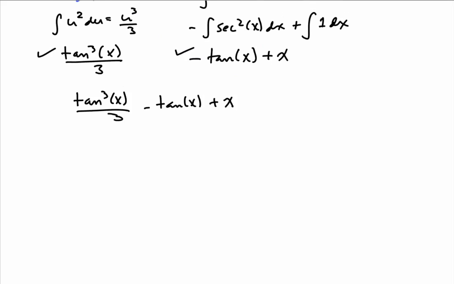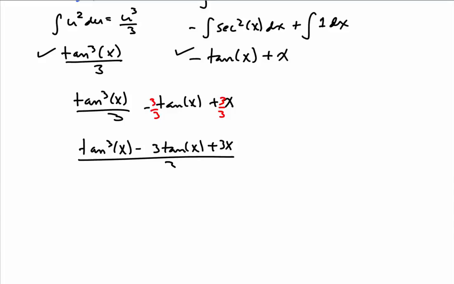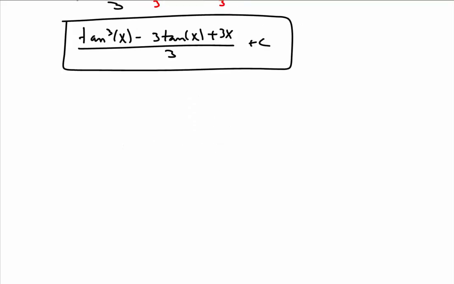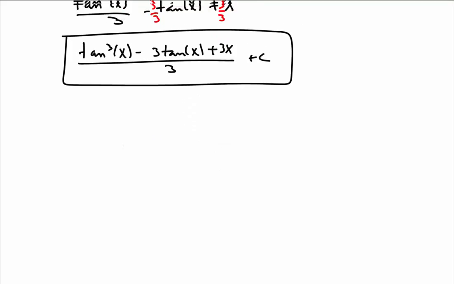So there's my solution. We like a common denominator and we write these as a single fraction. So here I'd multiply top and bottom by 3. So this would be tangent cubed of x minus 3 tan of x plus 3x all over 3 plus c, my constant of integration. So rewriting, simplifying means finding a common denominator and rewriting things in terms of a simplified fraction or a factored simplified fraction.